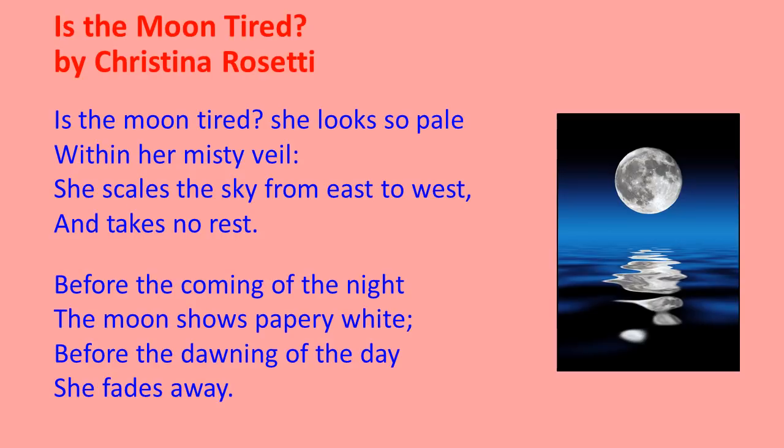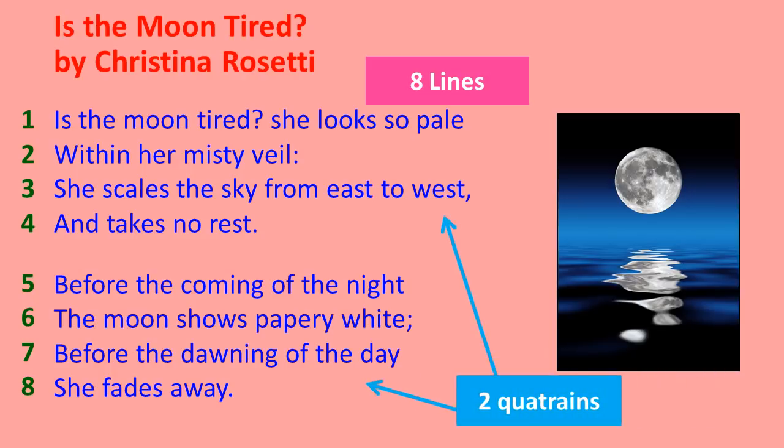Let's start by looking at the lines. How many lines does this poem have? If you said eight lines, you are correct. There are four lines in the first stanza, and there are another four lines in the second stanza for a total of eight. What about the stanzas? Well, if we have four lines in each stanza, then we also have two quatrains, one here, and one here. In this case, the quatrains also contain rhyme, the words pale, veil, west, and rest. And I also spy with my little eye a bit of personification, giving human qualities to the moon.